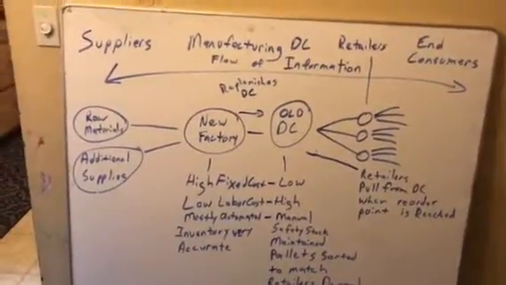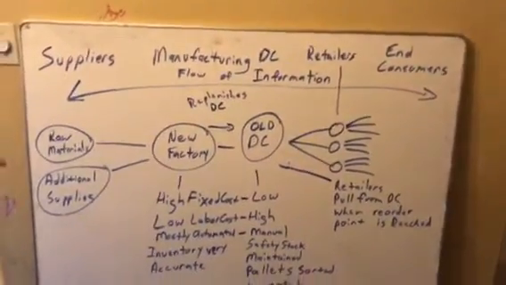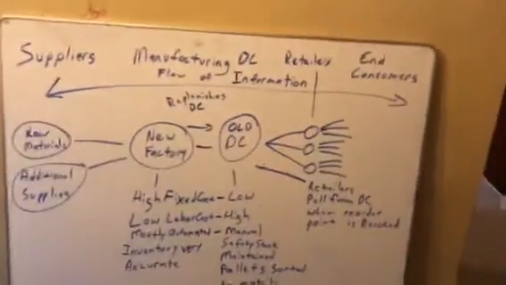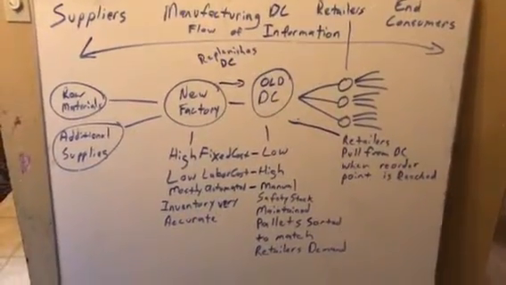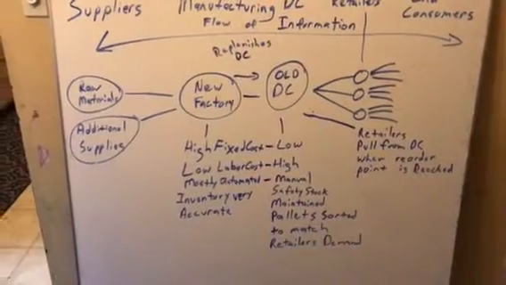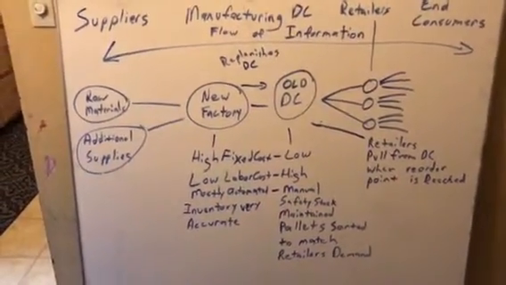Everything from the new factory to the old distribution center to the retailers is efficient with our RFID. That way everybody is keeping track of everything, and in real time we all have the data to know when we need to reorder.